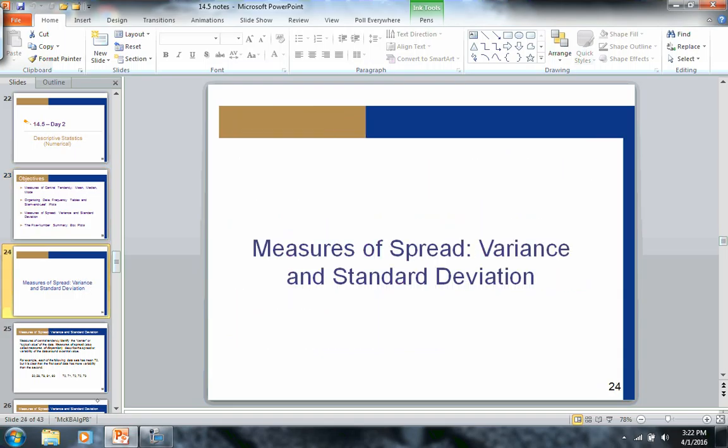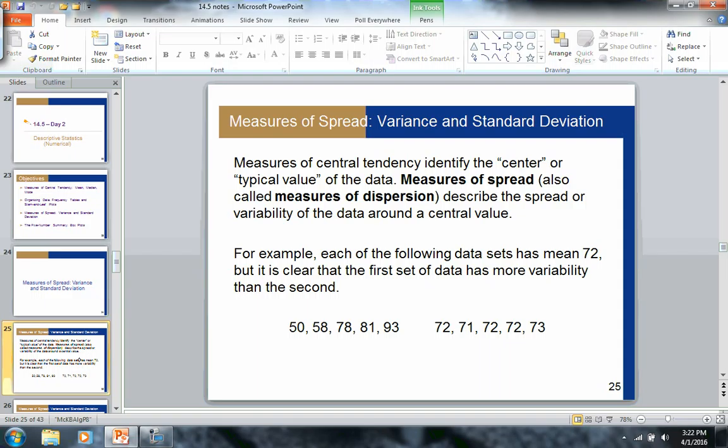So when we're talking about measures of spread, we talk about two kinds. And the measures of central tendency that we've been talking about, like the mean, median, and mode, they identify the center or the typical value of a data set. But measures of spread or measures of dispersion can describe the spread or the variability of the data around that central value.